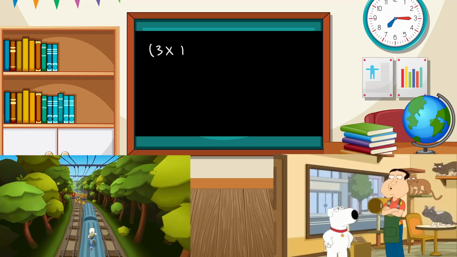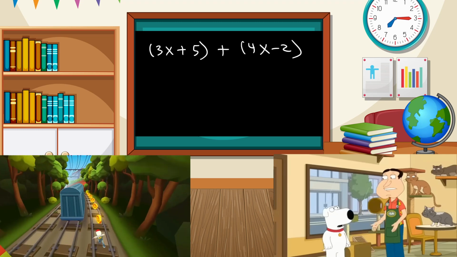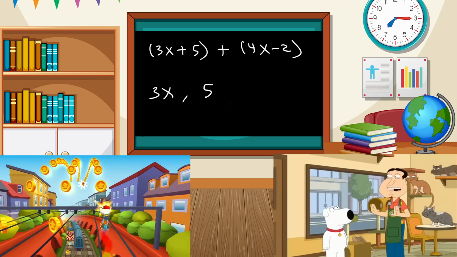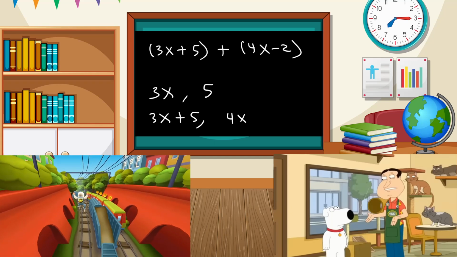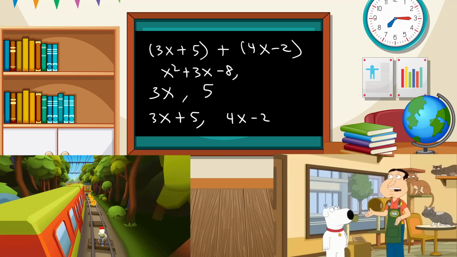Let's say we wish to add 3x plus 5 plus 4x minus 2. So we're adding two binomials. A monomial is simply one term. So 3x is a monomial, 5 is a monomial. But put it together, like 3x plus 5, it becomes a binomial. 4x minus 2, that's a binomial. x squared plus 3x minus 8, that's three terms, so that's a trinomial. 3 is for tri.